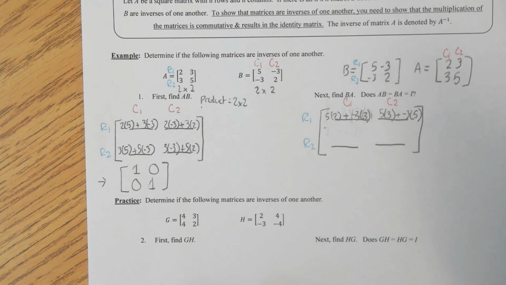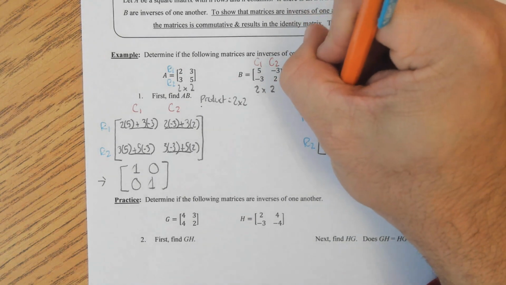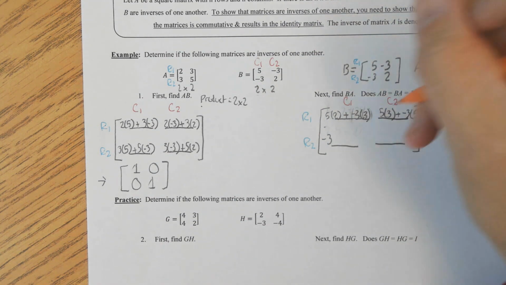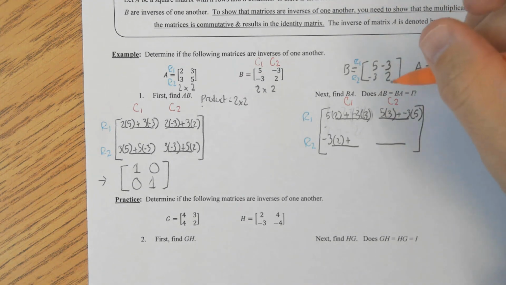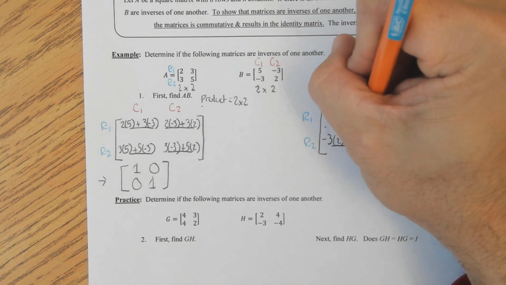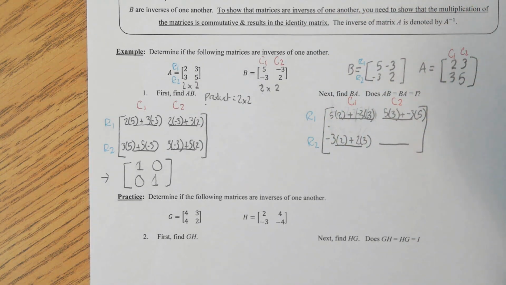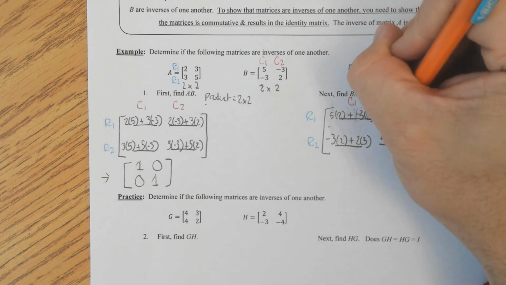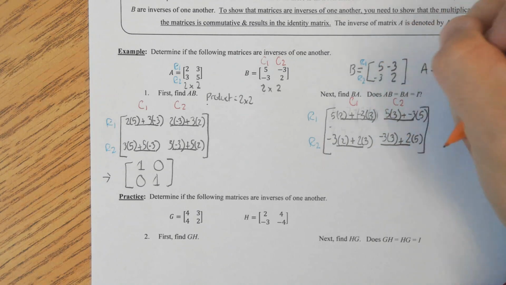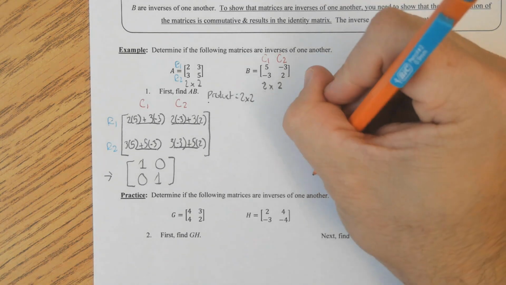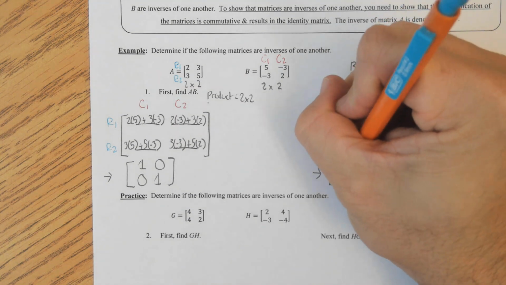Okay, row 2 times column 1. So we're going to go negative 3, okay, times 2 plus second element in row 2 times second element in column 1, 2 times 3. All right, last element here is row 2 times column 2. So we're going to go negative 3 times 3 plus second element times second, 2 times 5. And now let's just go ahead and simplify and see what I get.